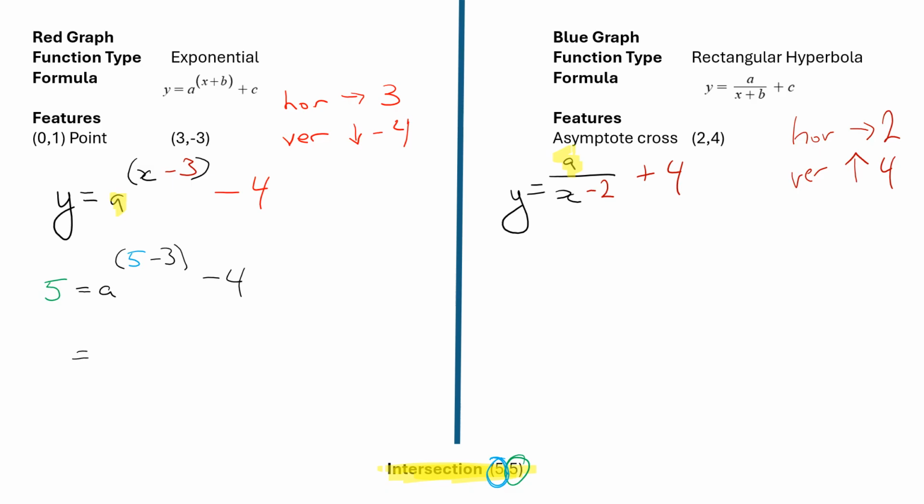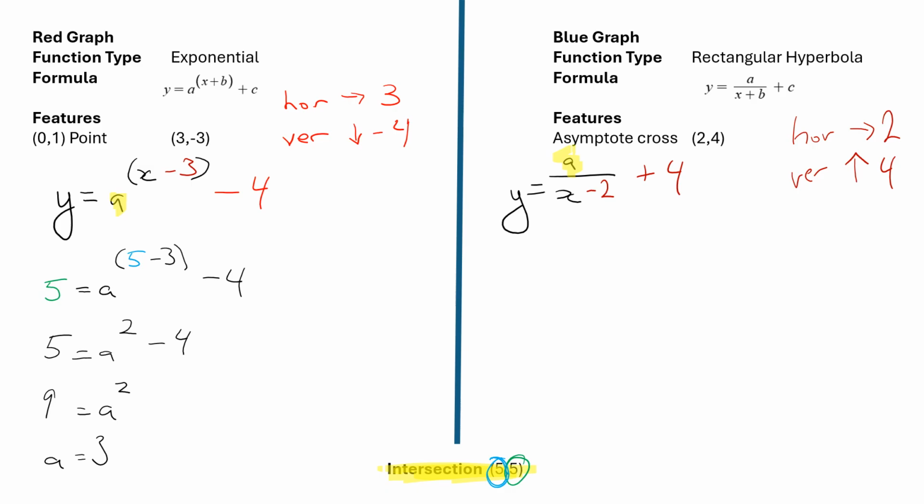I should start with my bracket. So I'm going to have 5 equals a to the power of 5 minus 3 is 2 minus 4. Add 4 to both sides: 9 is equal to a squared. And then I'm going to take the square root of each, and I'm going to find a is equal to 3.